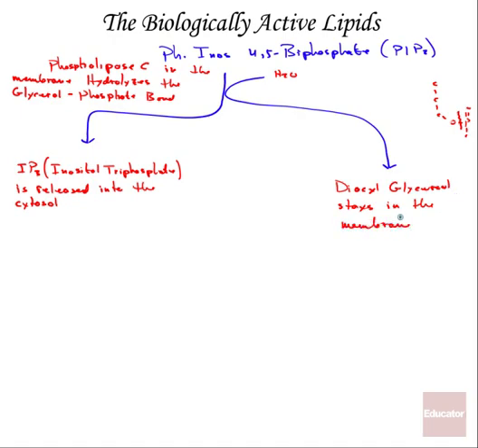Okay, now here's what happens. This IP3 that's now in the cytosol causes the release of calcium ion from the endoplasmic reticulum, from the ER. I'll just put ER for endoplasmic reticulum.